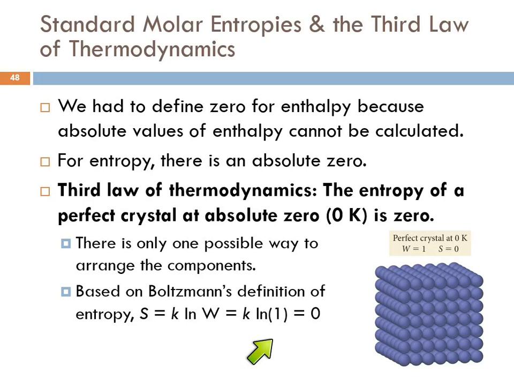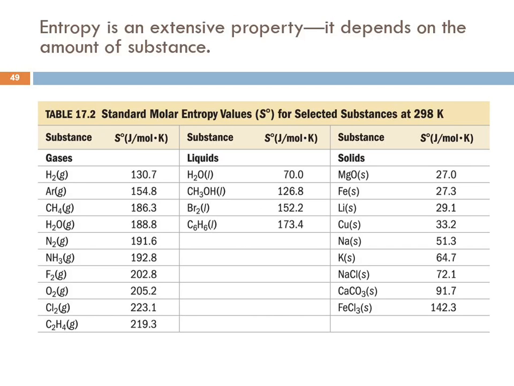Anyway, so entropy is 0 here. There's only one possible way to arrange the atoms, and there's no movement at all. So we have this absolute 0 for entropy.